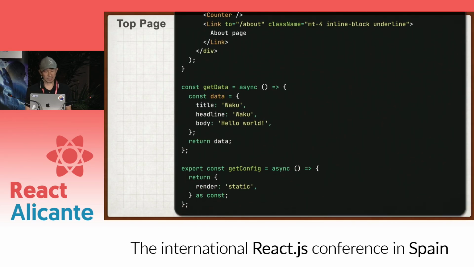Most notably, it exports a getConfig function. This is a Waku-specific function. It provides configuration for the page, such as render mode. Other pages like the About page follow the same conventions.